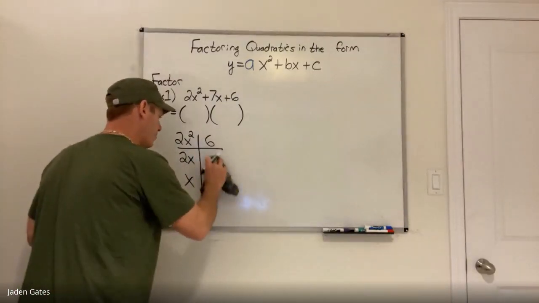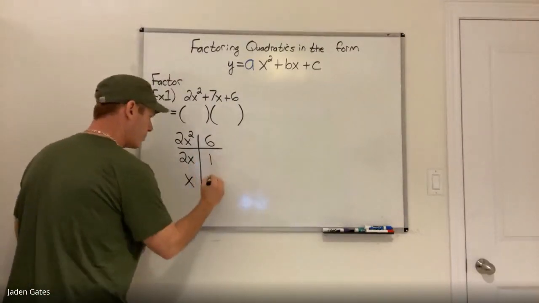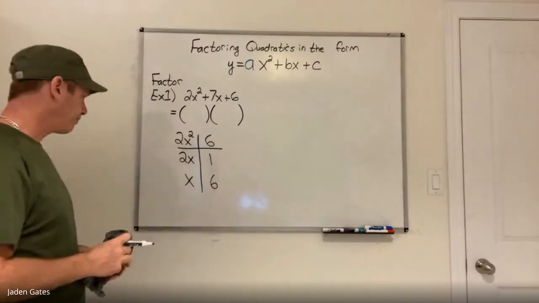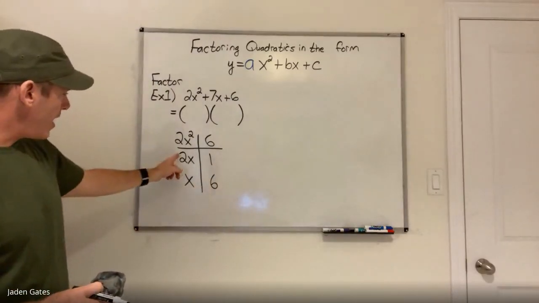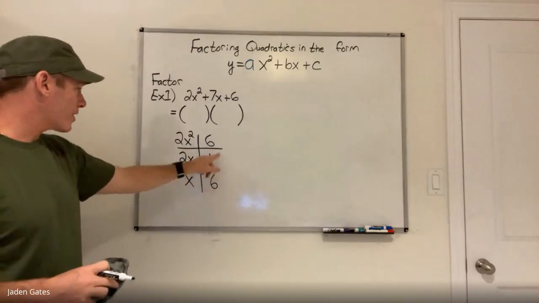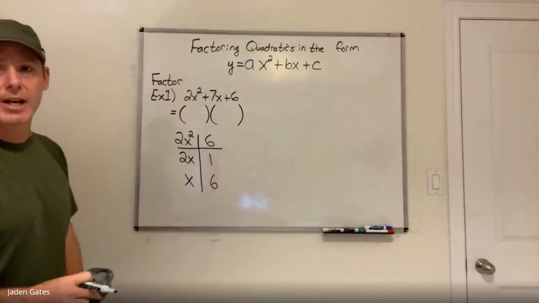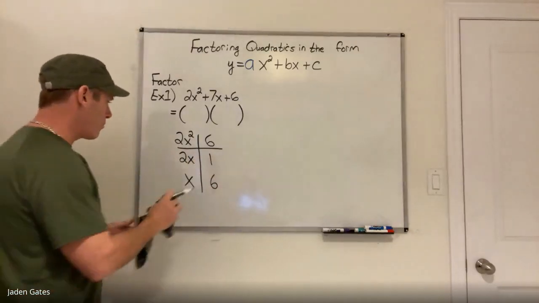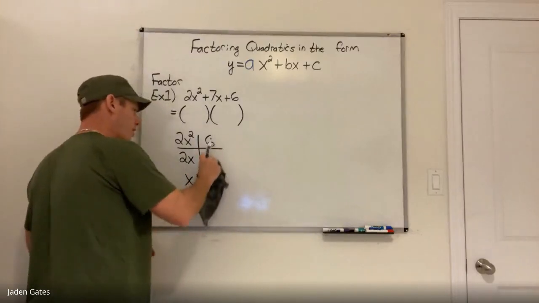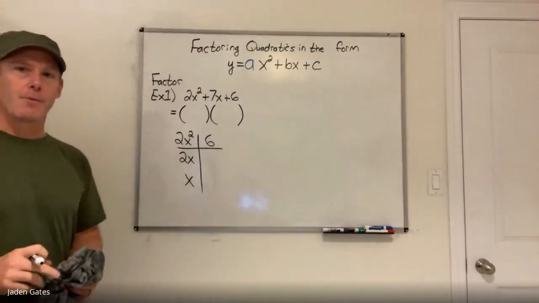Let's flip these numbers, see if that works, because I was so close. Put a 1 and a 6 here. Now I have 2x times 6 is 12x plus a 1x. That's 13x. That's going the wrong way here. So these aren't going to work, 6 and 1. It doesn't matter if I flip them or not.